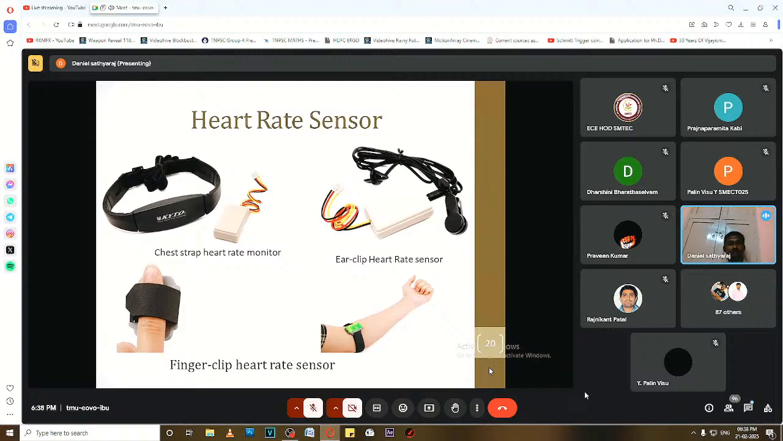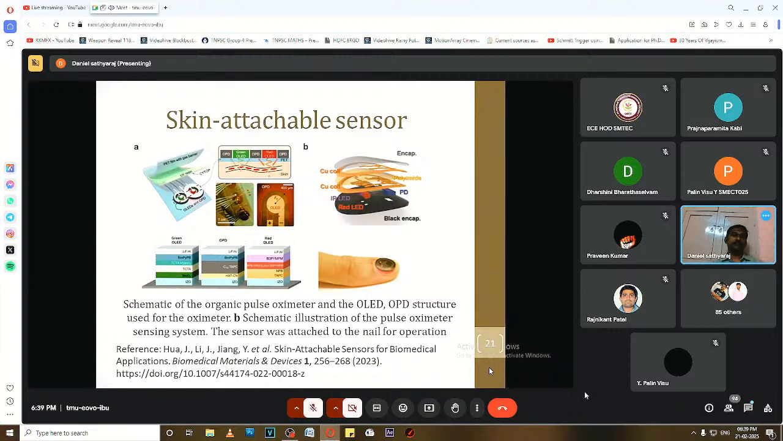When they are running, we can measure it, or it can be placed on a finger or an arm also. These types of sensors are normally available. These sensors can measure the heart rate and give the required value, and it can also be stored. Any abnormal value, any changes or any sudden things can also be intimated to the person, or we can take action.